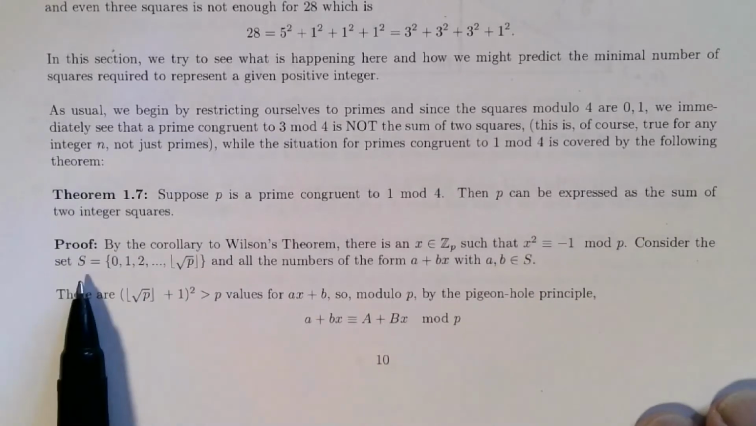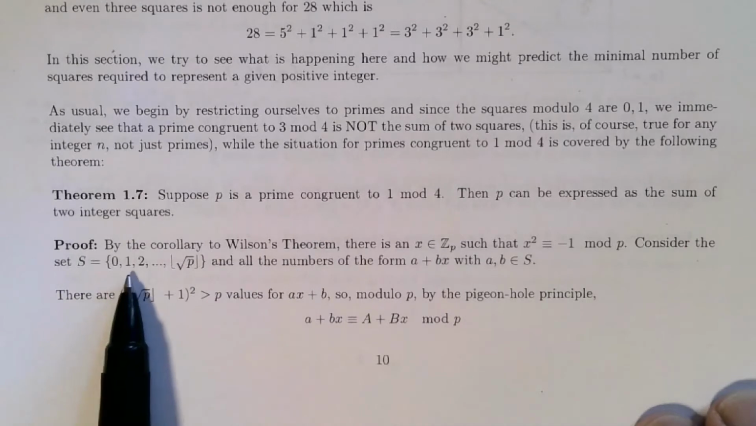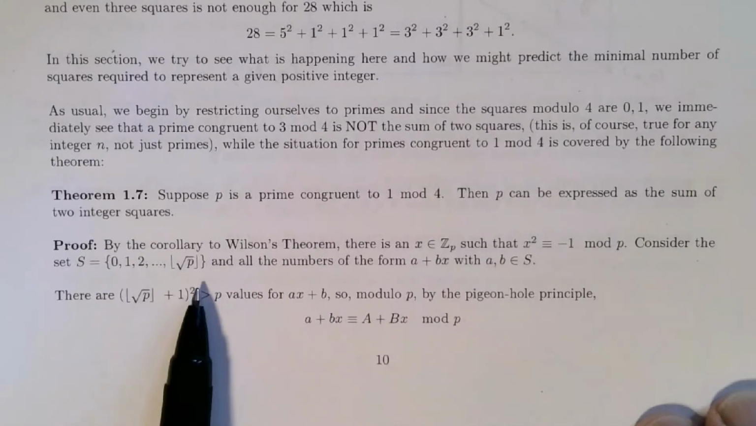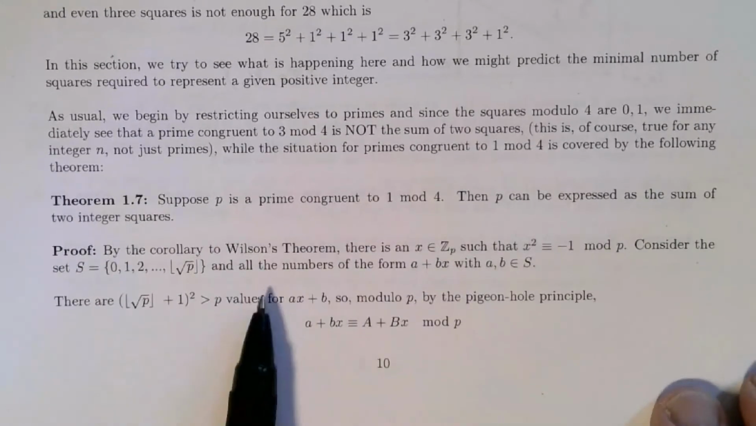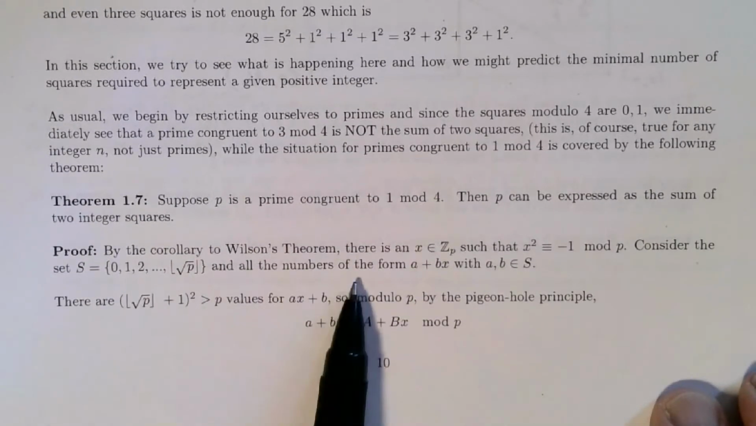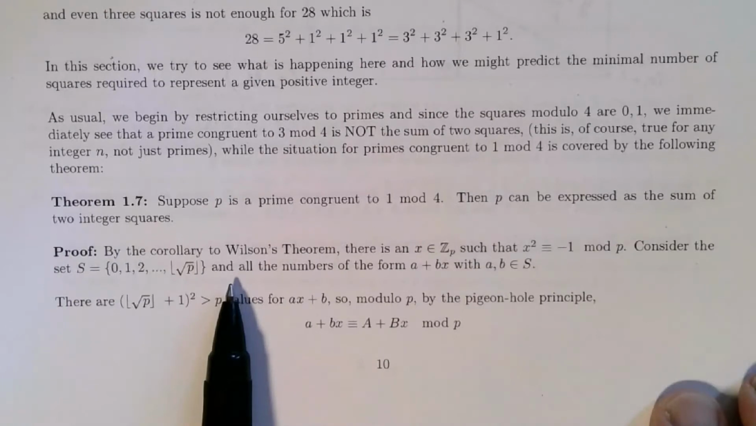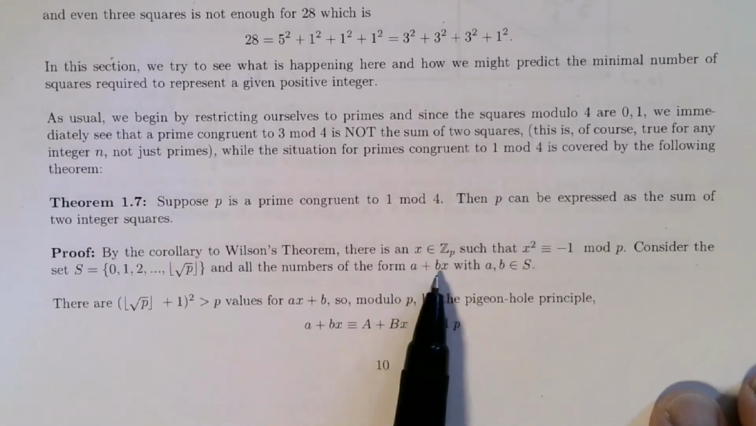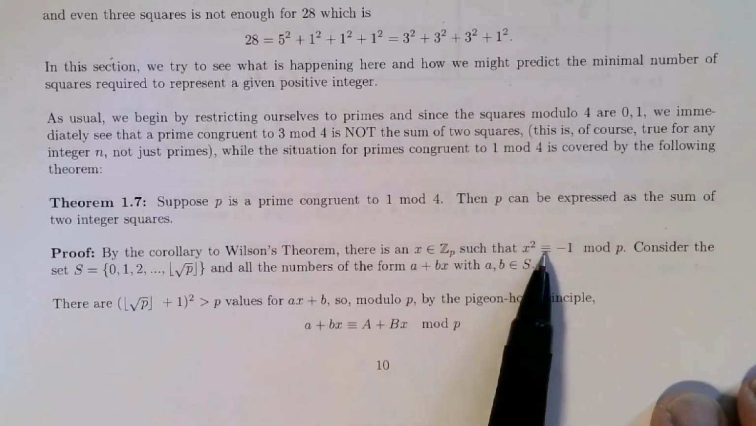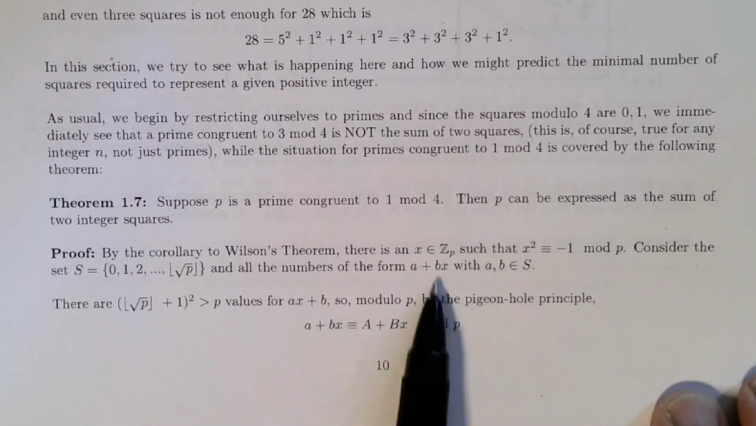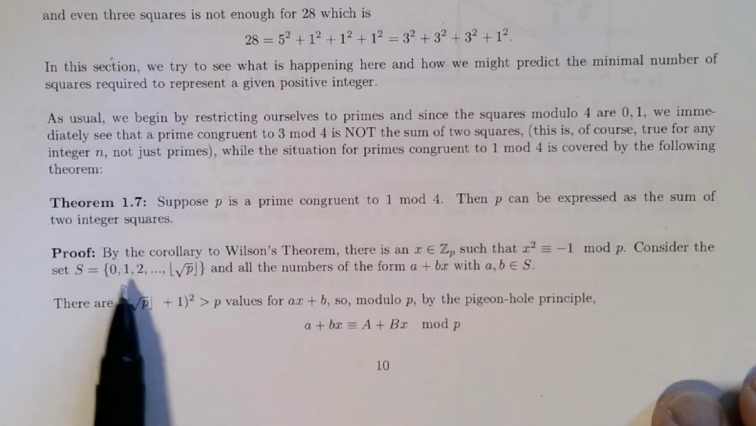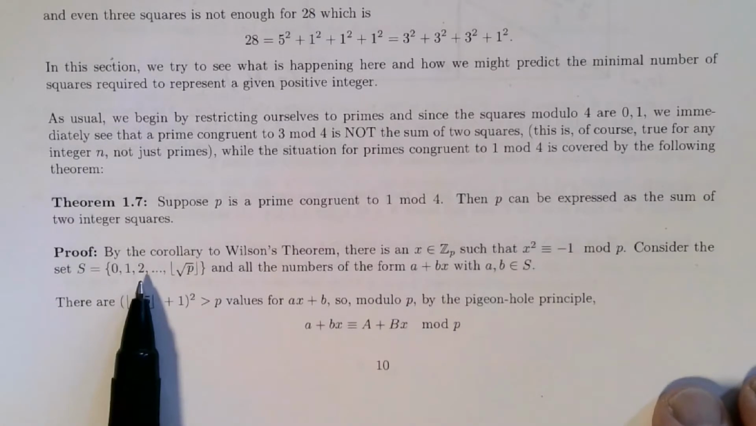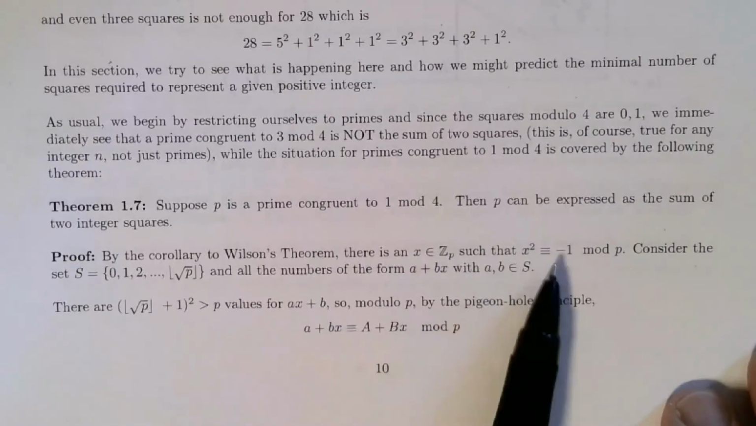We're going to take the set S, consisting of the numbers 0, 1 up to the floor of the square root of p. And in this set, all these numbers, and I also look at all numbers of the form a plus bx. So x is this thing here whose square is minus 1, and a and b are elements of this set. So we might take, for example, 2 plus x. Anything with a and b from this set, and x with this property.